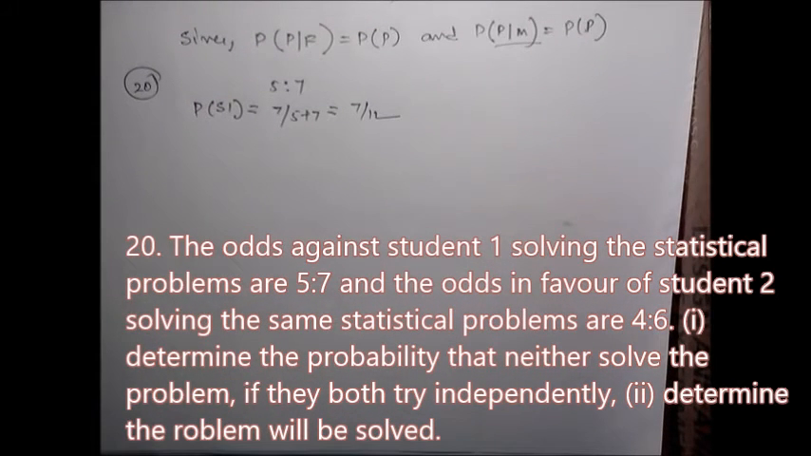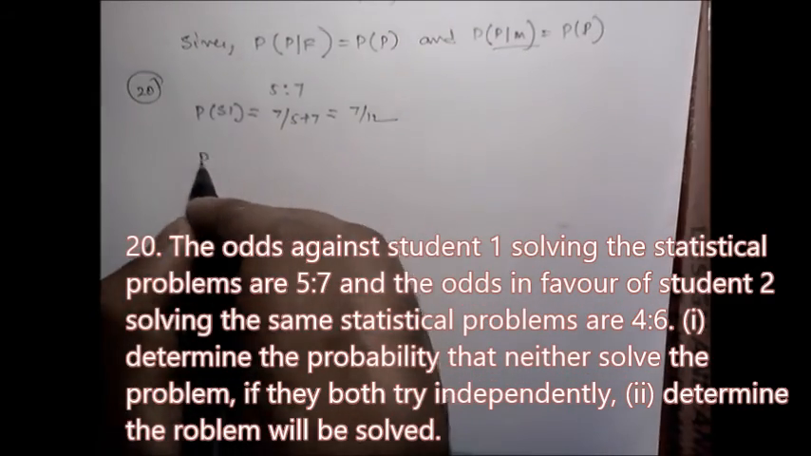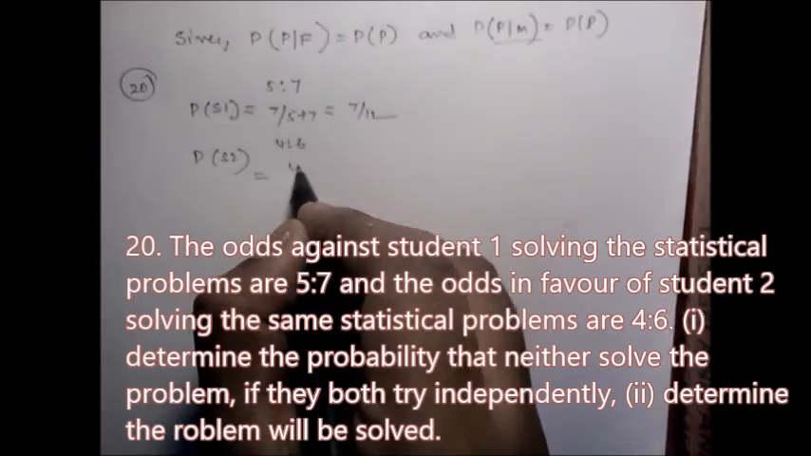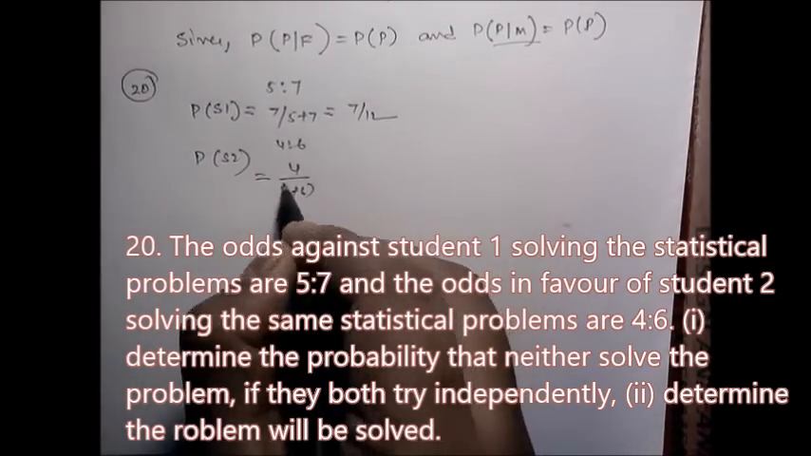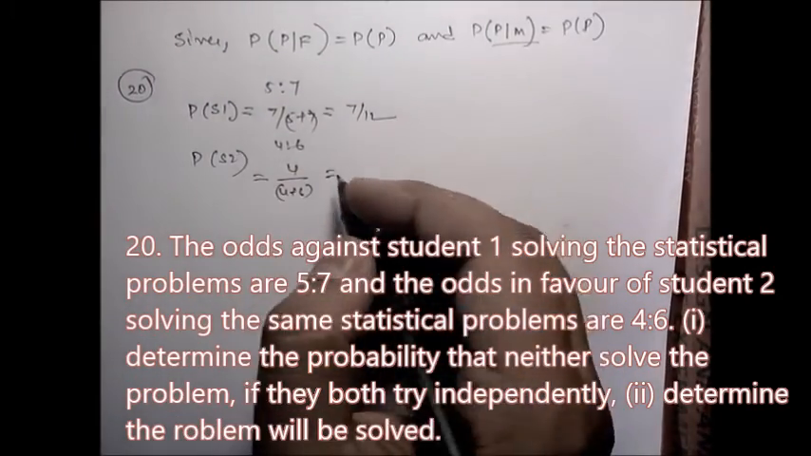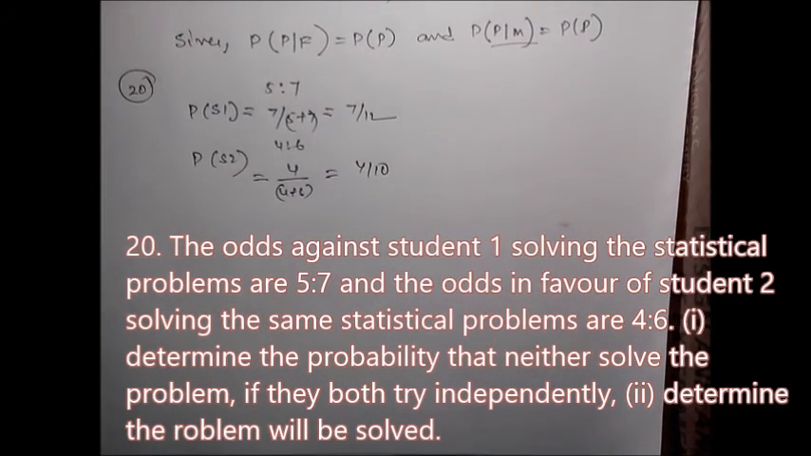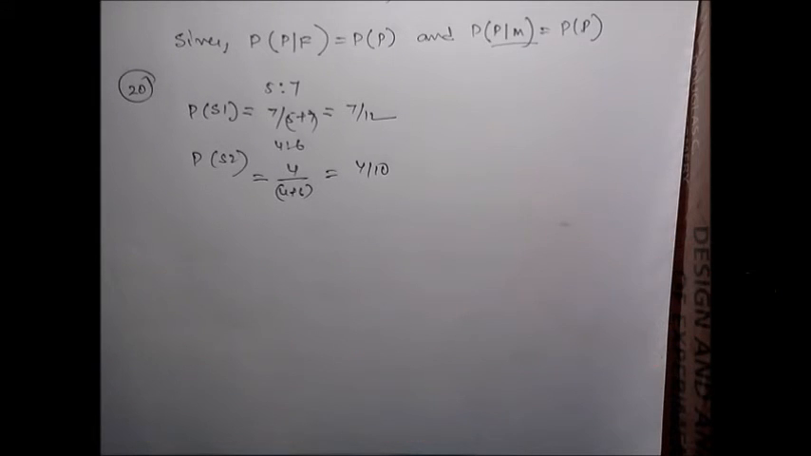And the odds in favor of student 2 solving the same statistical problem are 4:6. Okay, so 4:6. So it is what? 4 by 4 plus 6. Okay, so that means it is 4 by 10. So the first question: determine the probability that neither solves the problem.